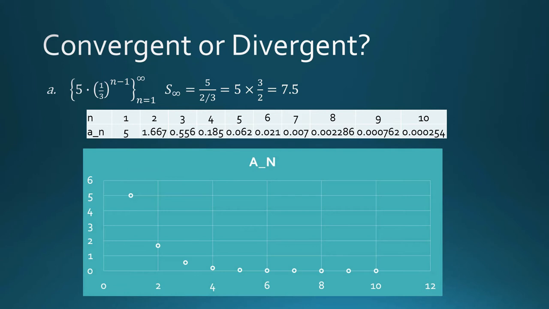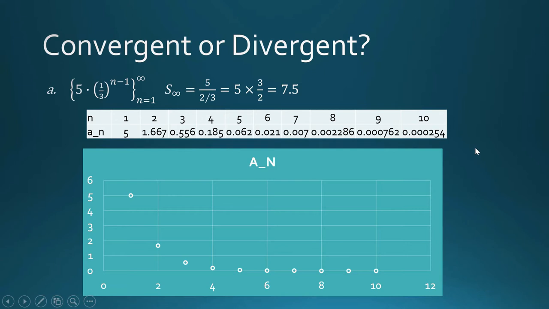What's so nice about a worksheet, in particular Excel, is there is an option wherein you can produce the scatter plot of your sequence. A sequence is a function. A sequence is a set of ordered pairs. Look at this: 1, 5; 2, 1.667. Each of these is an ordered pair, so you can look at it as the coordinates of points in your XY plane, and you can graph it.